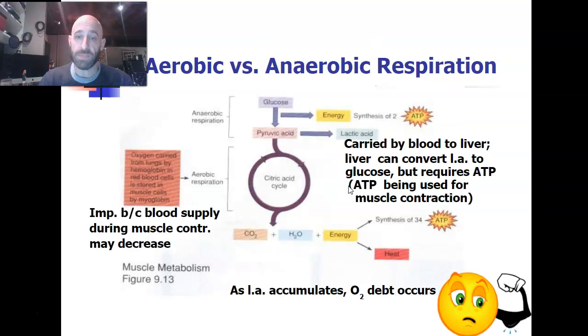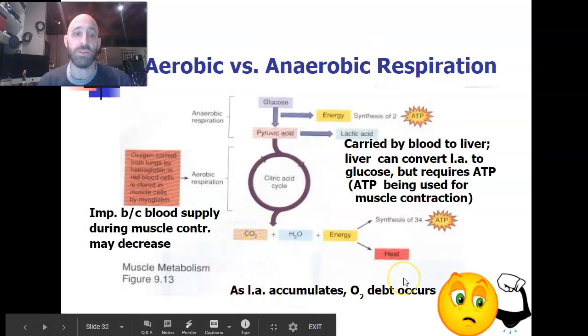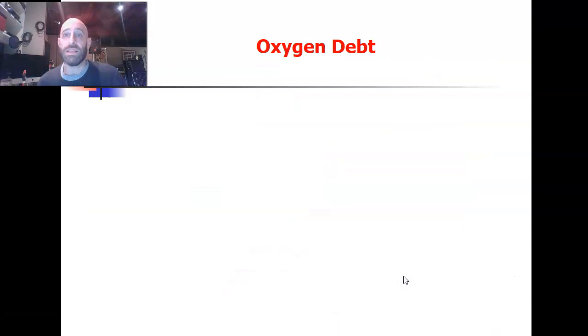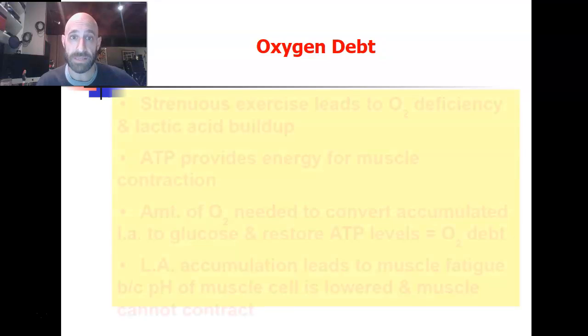So basically what ends up happening as lactic acid accumulates, you get something called oxygen debt. So let me explain oxygen debt. The word debt means you owe it, right? So for example, if I'm in debt money-wise, I owe money to somebody. I borrowed money and now I have to give it back. Oxygen debt is the same concept. If you've ever worked out hard, you know that when you're done, you do a lot of this, right? You're out of breath. And the reason why you're out of breath is because you're trying to repay your oxygen debt. So let me explain this and then hopefully it makes some sense.